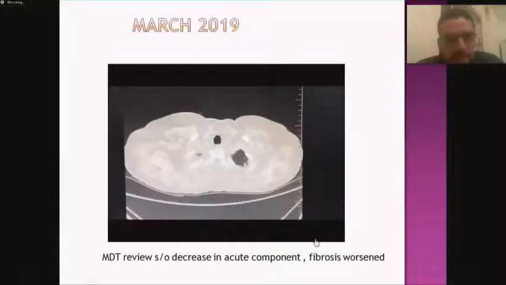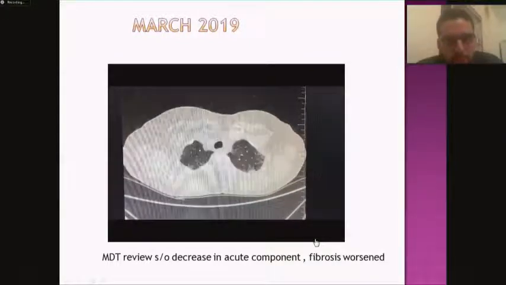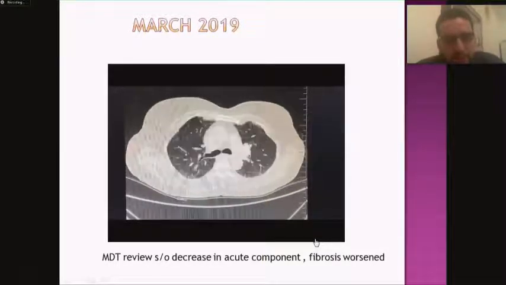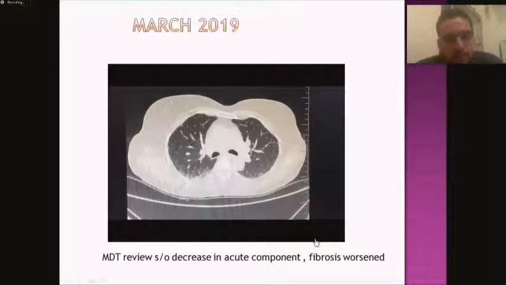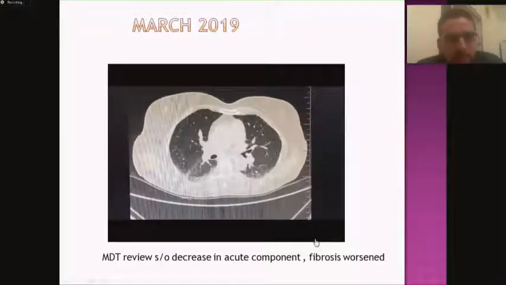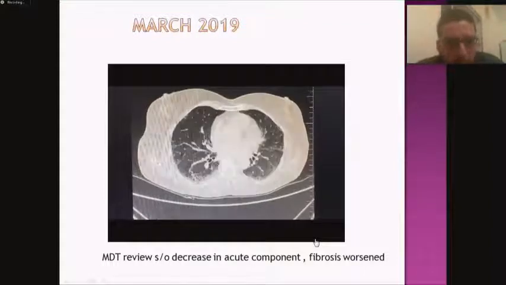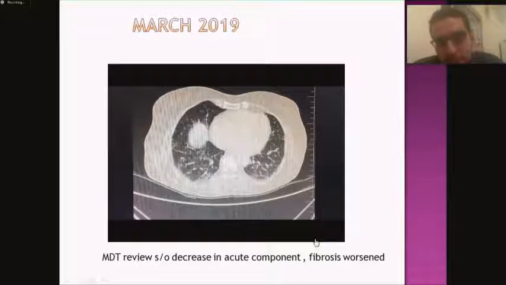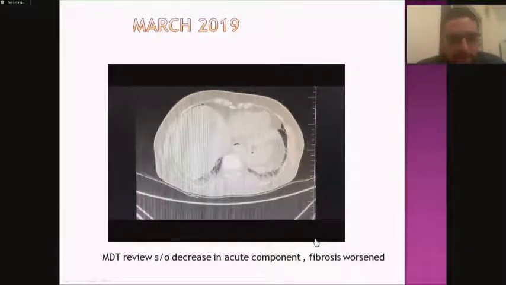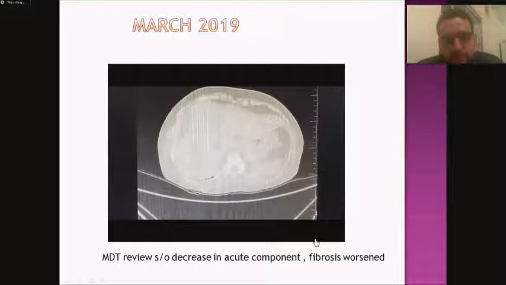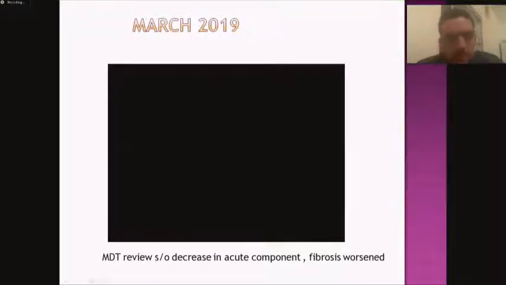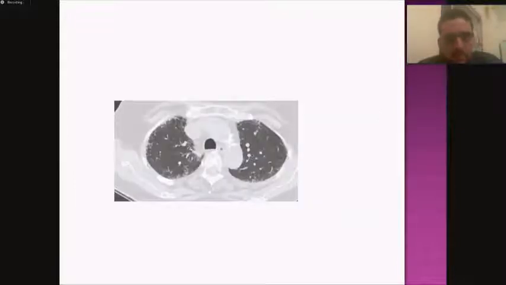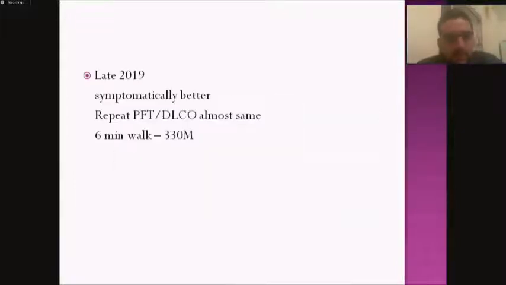And this was the CT scan which was done in March 2019. So again, we reviewed this case in MDT. What was said was that there was some decrease in the acute component, the ground glass had decreased, but the fibrosis was worsening at this time, though clinically she was improving. These are the images again. So this was the CT scan at that time.